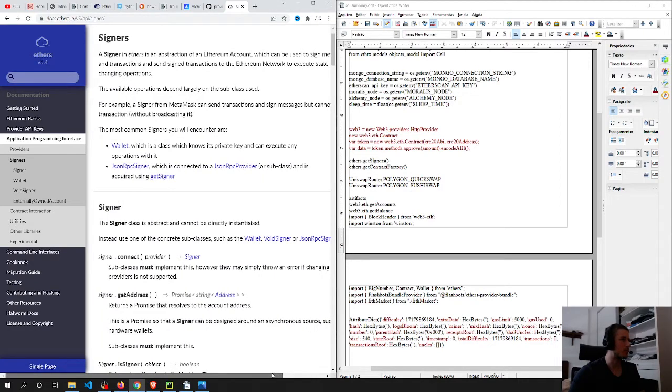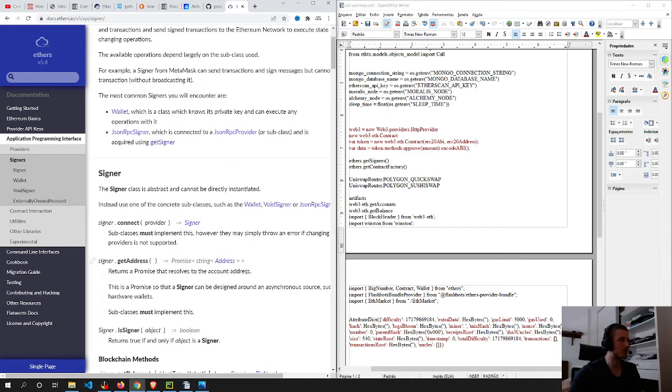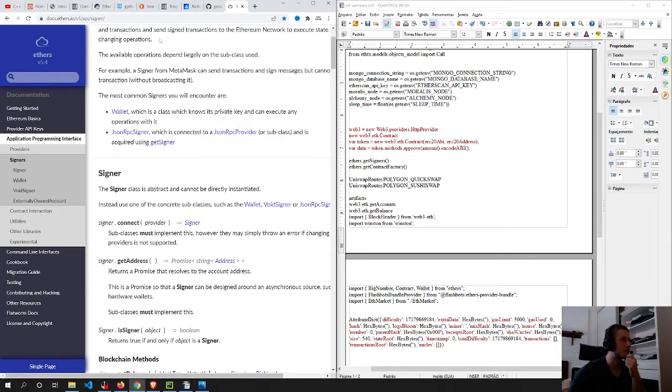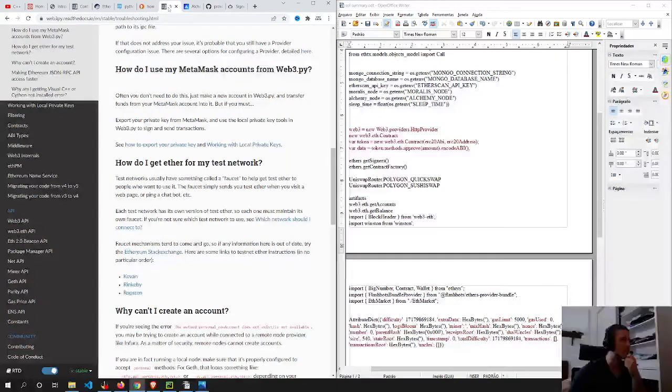The most common signers you encounter are Wallet, which is a class which knows its private key and can execute any operation with it, and JsonRpcSigner, which is connected to a JSON RPC provider or subclass and is acquired using getSigner. I think I already read this stuff in the past, but it's good to remind myself of what it is. And there is a difference between this Ethers library, which I think I'm gonna save on the favorites, and the Web3 stuff.